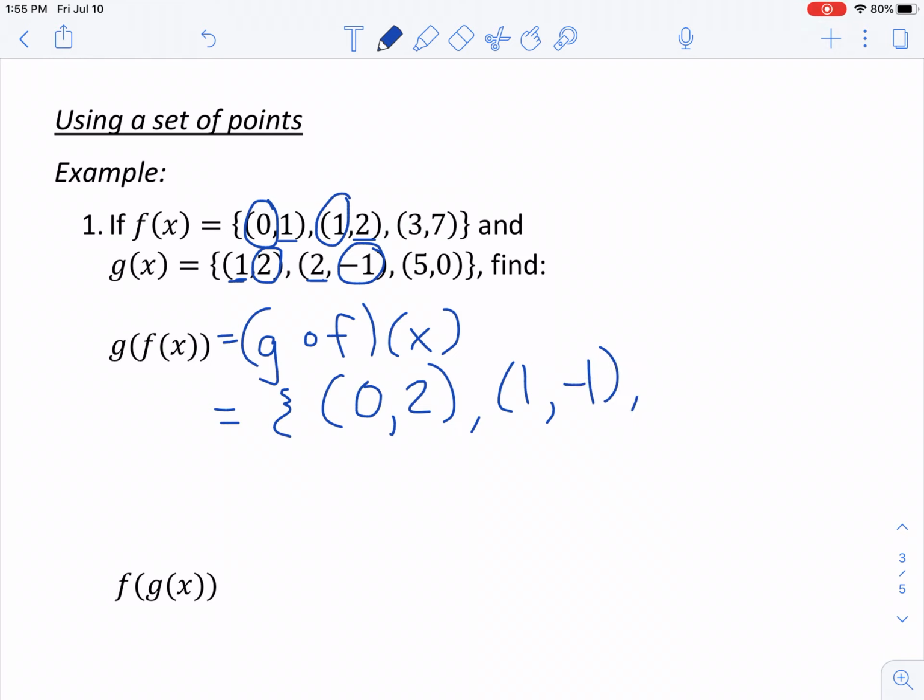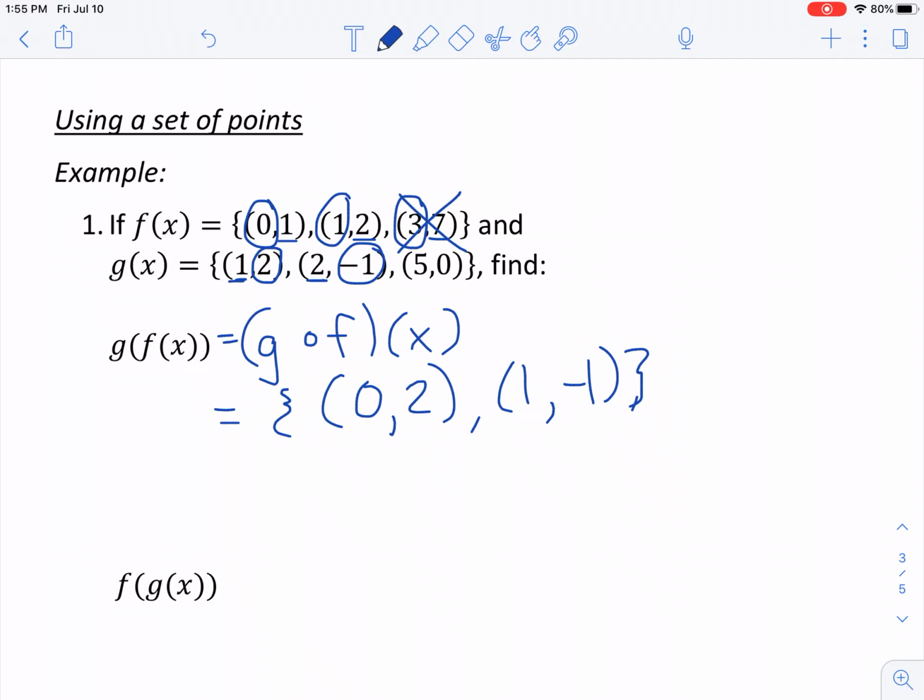Okay, we're going to move on to the next point. 3 gives us 7, but now we're stuck because g does not have an x coordinate of 7, so this one doesn't work. So we're actually all done. That's all we can do for g of f.